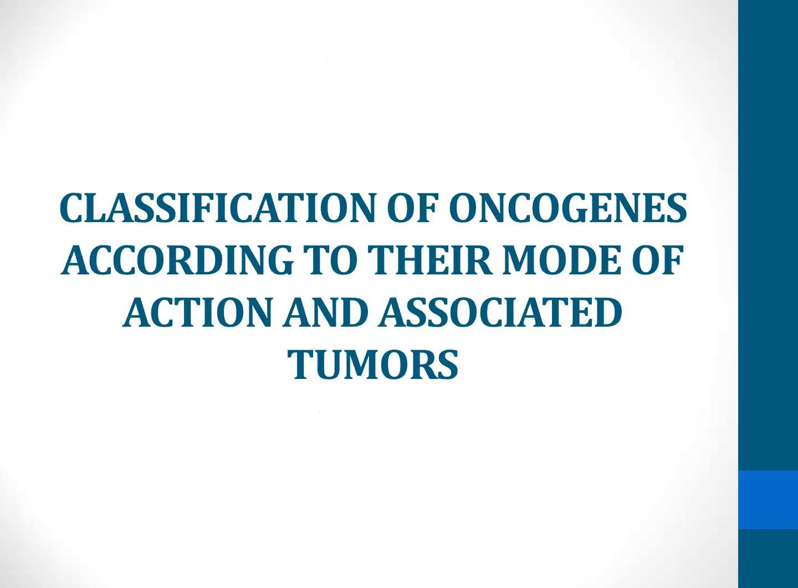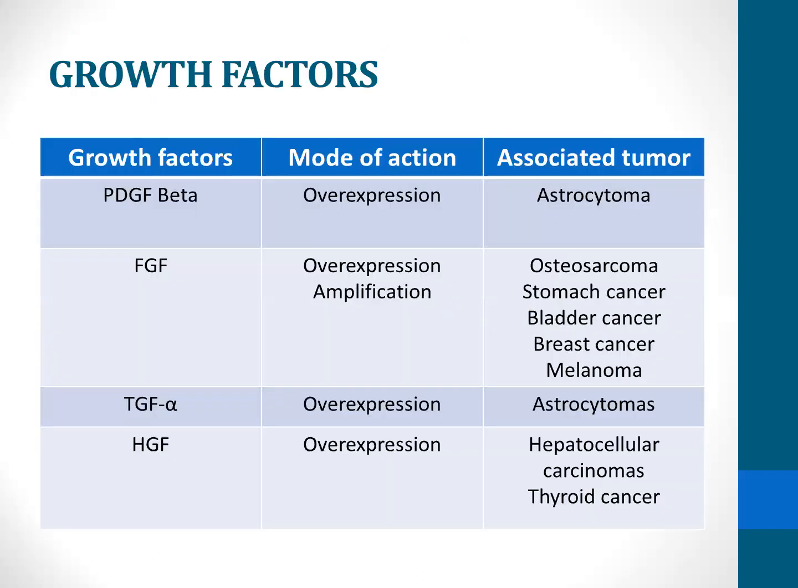Now we come to the classification of oncogenes according to their mode of action and the tumors that are associated with these. Oncogenes can be growth factors like platelet-derived growth factor beta, which if overexpressed can lead to astrocytoma. Fibroblast growth factor is another oncogene which is overexpressed or amplified in various tumors like osteosarcoma, stomach cancer, bladder cancer, melanoma, and breast cancer.